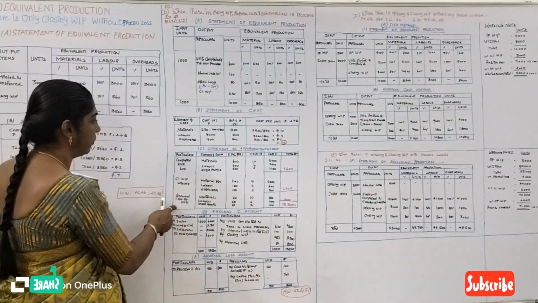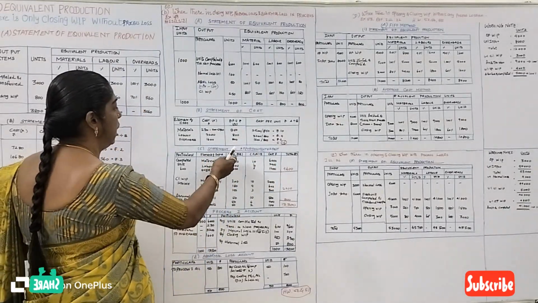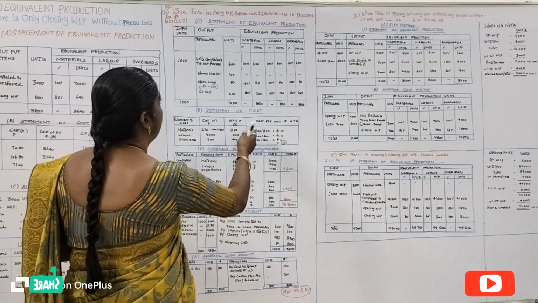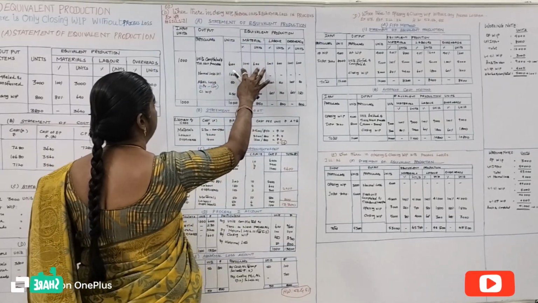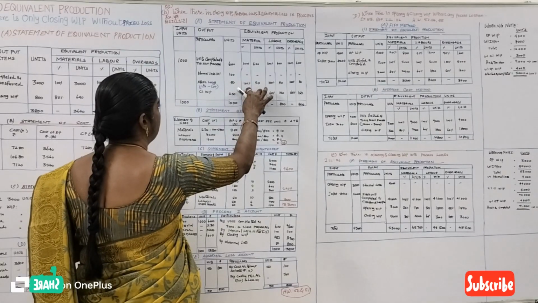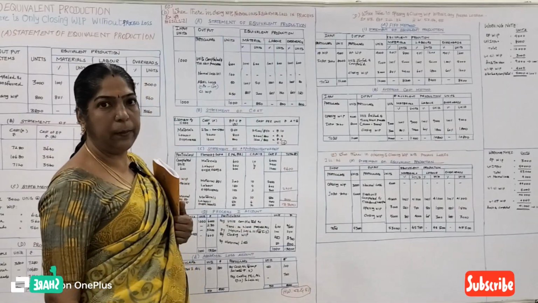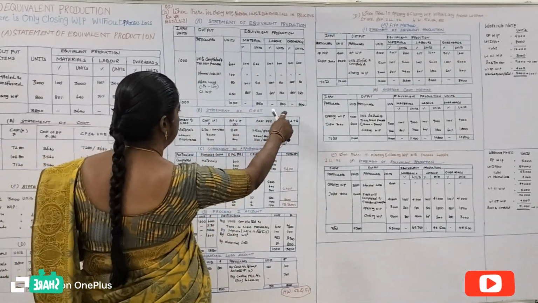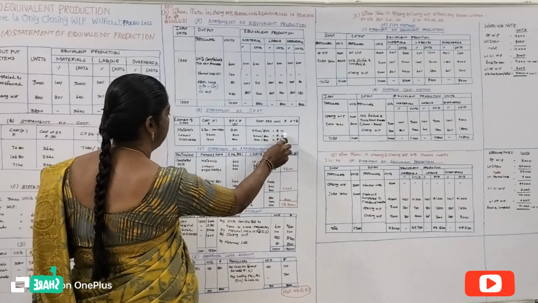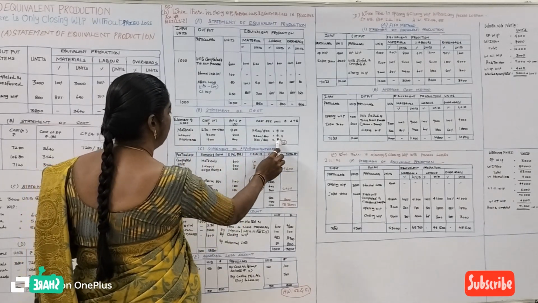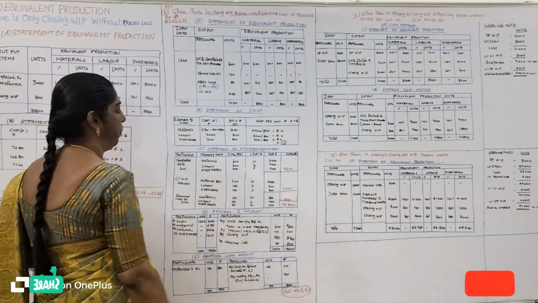We do this with the three elements: material, labor and overheads, with the equivalent production units. The equivalent production units for the material are taken for the completed units, the abnormal loss, and the closing work in progress, with the cost per unit from statement B. For material 10 rupees, for labor 4 rupees and for overhead 2 rupees, multiplied, you get the cost. Then find out the total for these three elements.